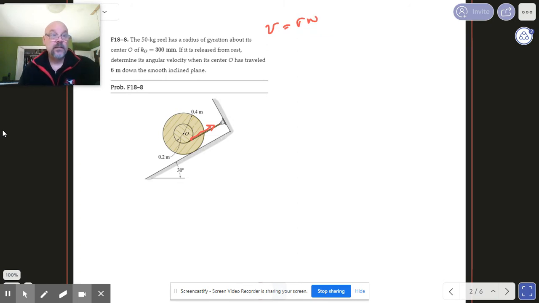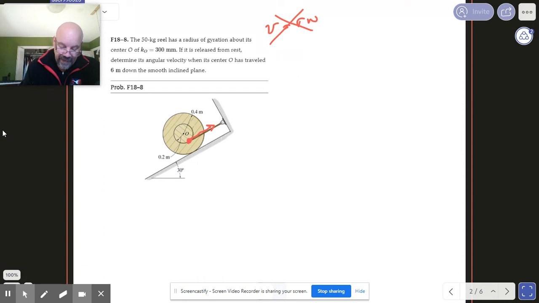Since it could possibly slip on us, that means we really don't know the relationship between the rotation and the translation, okay? If it was not slipping, then we could use that relationship and we'd have some other options to work with, but we are not guaranteed that in this particular case, all right?